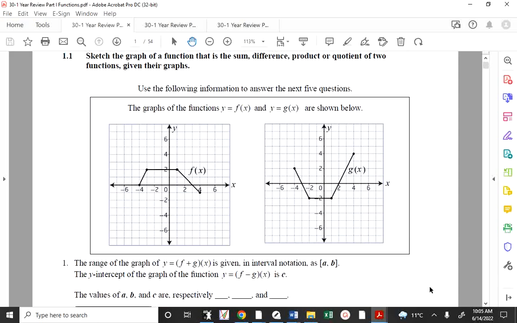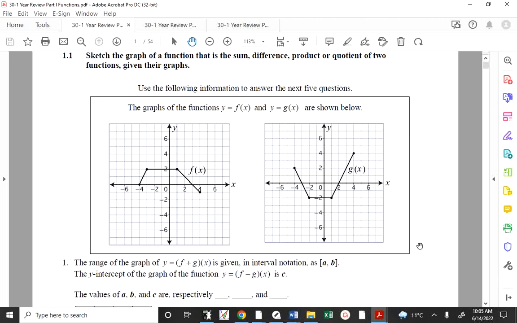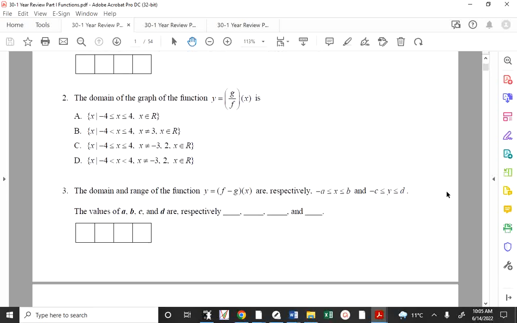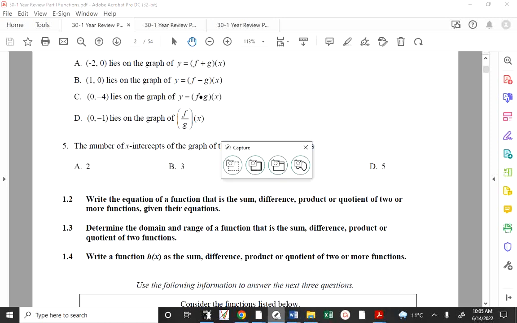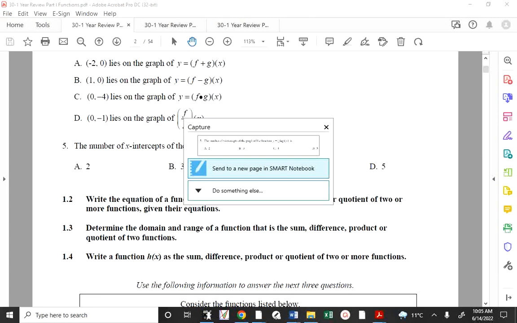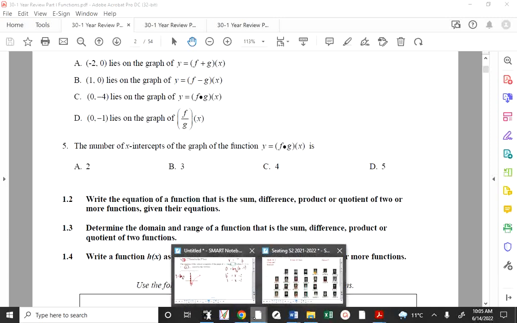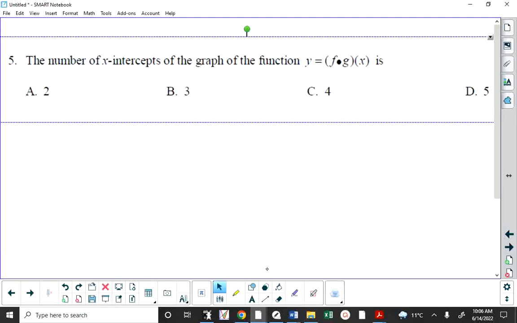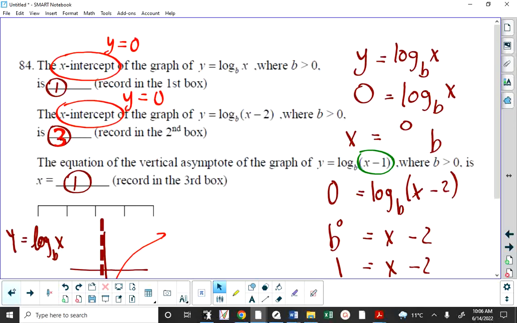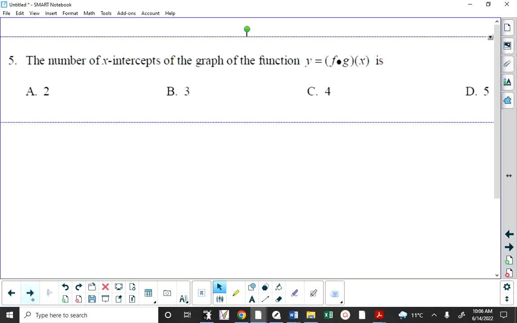So you understand that this is still related to these graphs? Okay. So we are asked for the number of x-intercepts on the product. Now, this is a good question because you can't deconstruct these graphs into equations and use your graphing calculator. You need to understand what's going on. When we talk about products of functions, or sums, or differences, or quotients of functions, we need to remember that it's y coordinates that are being manipulated.